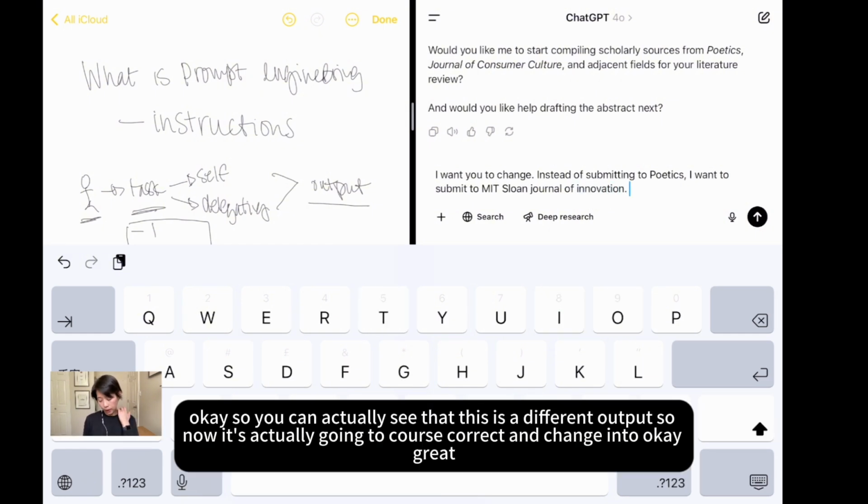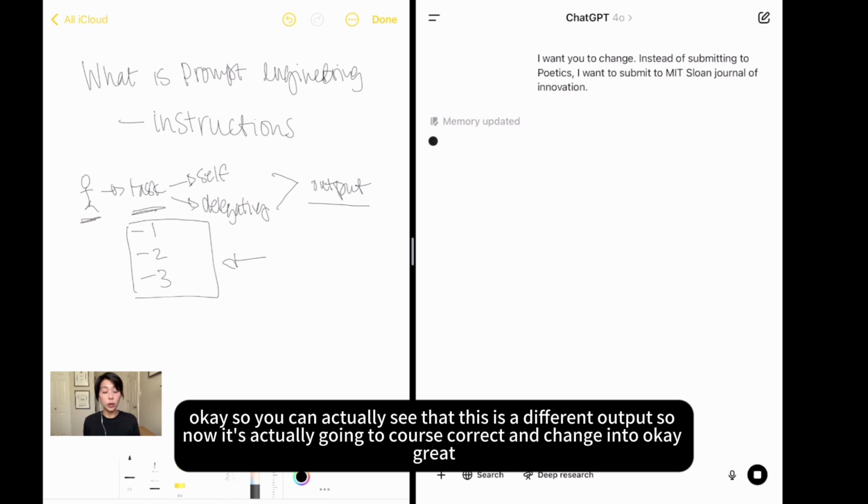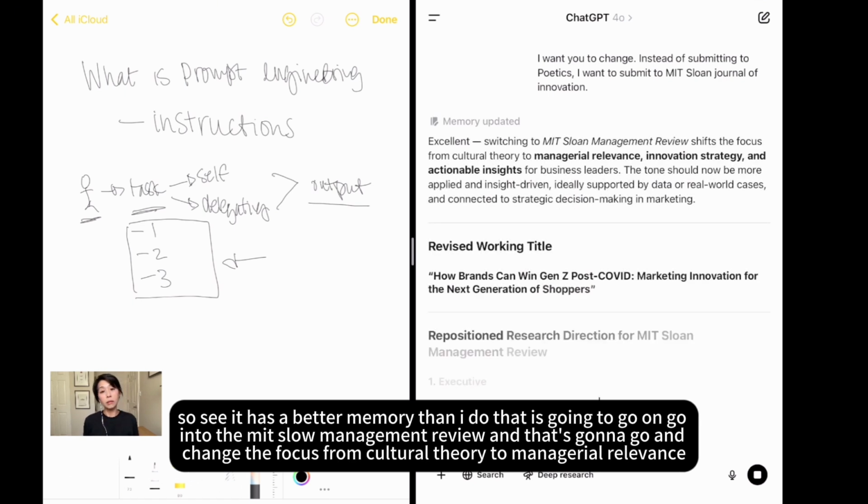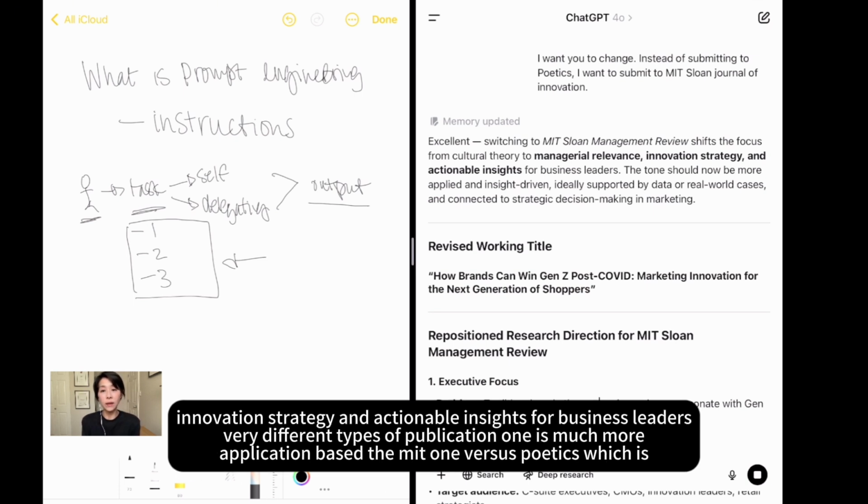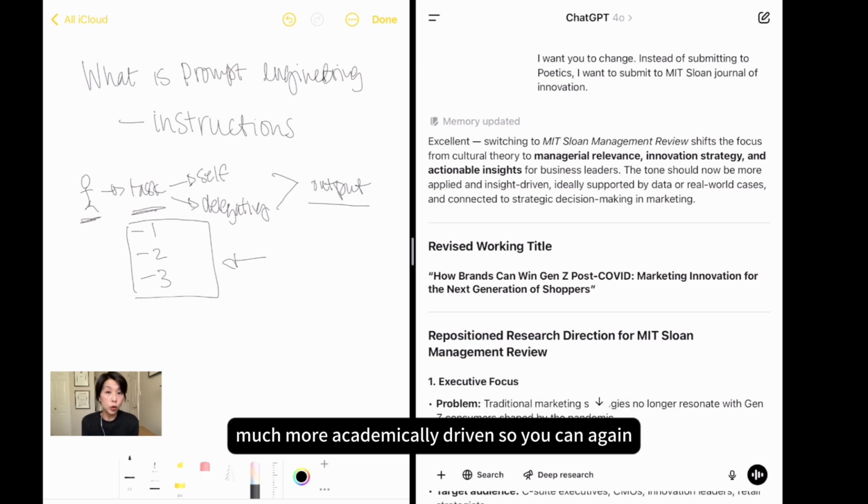Okay, so you can see that this is a different output. Now it's going to course correct and change into, okay, great. See, it has a better memory than I do. That is going to go into the MIT Sloan Management Review, and that's going to change the focus from cultural theory to managerial relevance, innovation strategy, and actionable insights for business leaders. Very different types of publication. One is much more application-based, the MIT one, versus Poetics, which is much more academically driven.